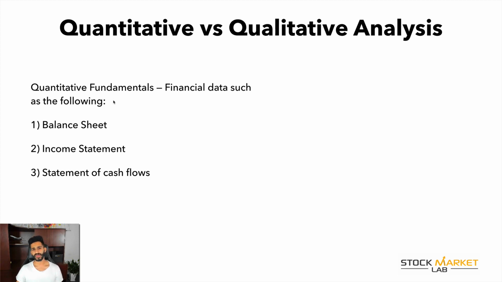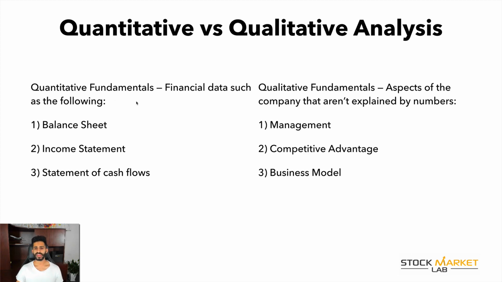Now, beyond the quantitative fundamentals, there's another type of analysis which falls under fundamental analysis, and that is qualitative fundamentals. Qualitative fundamentals are aspects of the company that aren't explained by numbers. So for example, it could be management, it could be competitive advantage, it can be the business model, right? So there's other aspects in fundamental analysis that people look into, which is known as qualitative fundamental analysis. They'll look at who are the competitors, what's the competitive edge of this company, how's the management, is the management actually good, what is the business model? Is there demand for the business model?